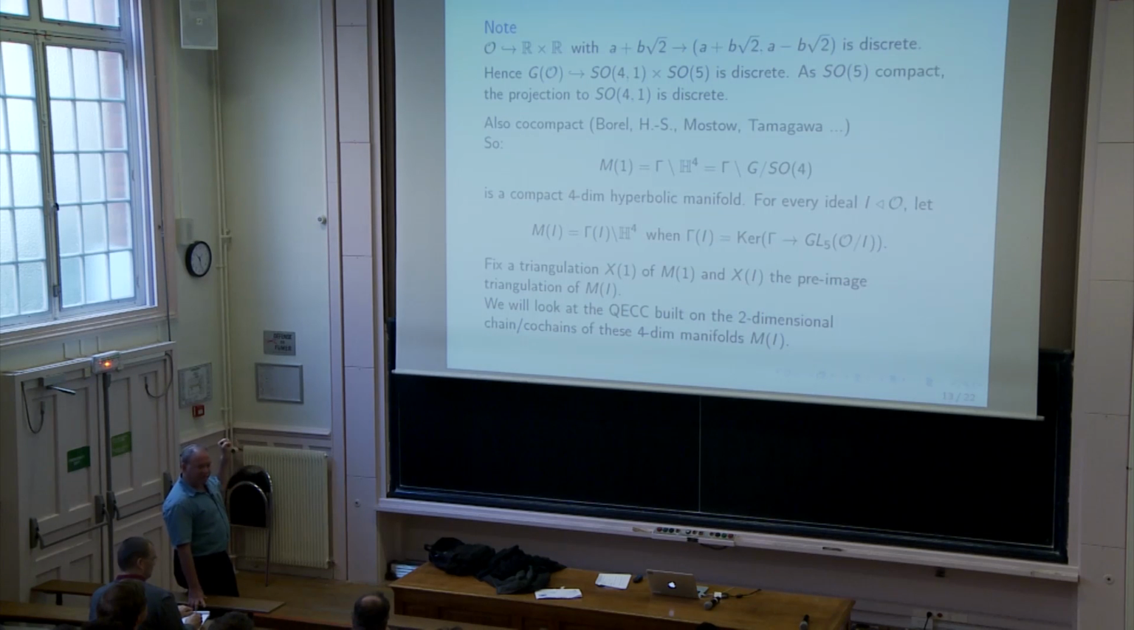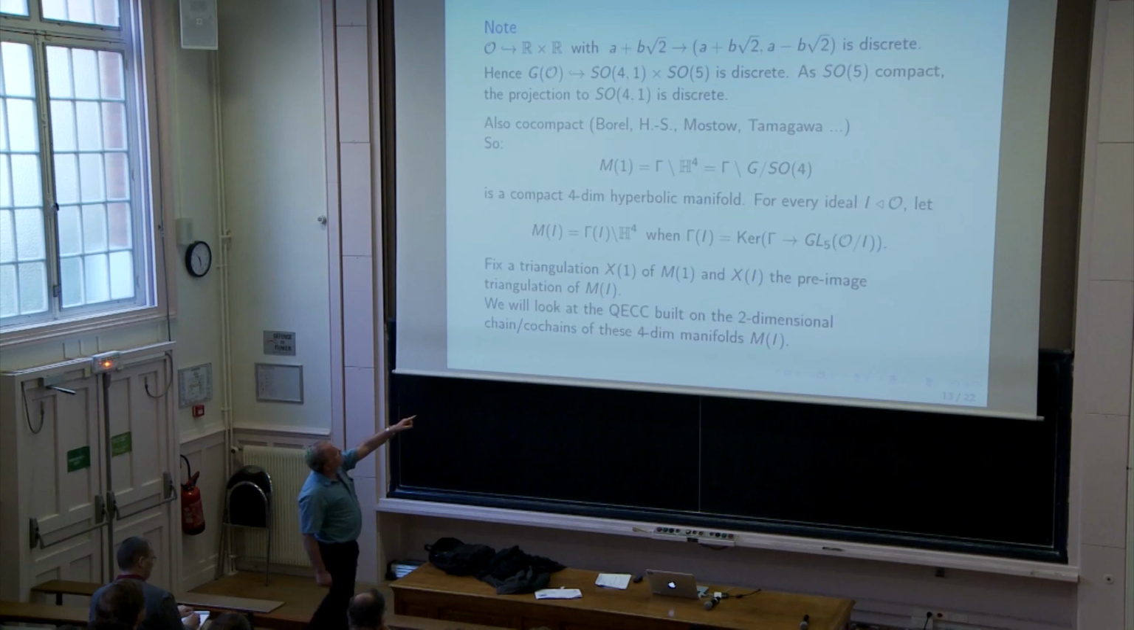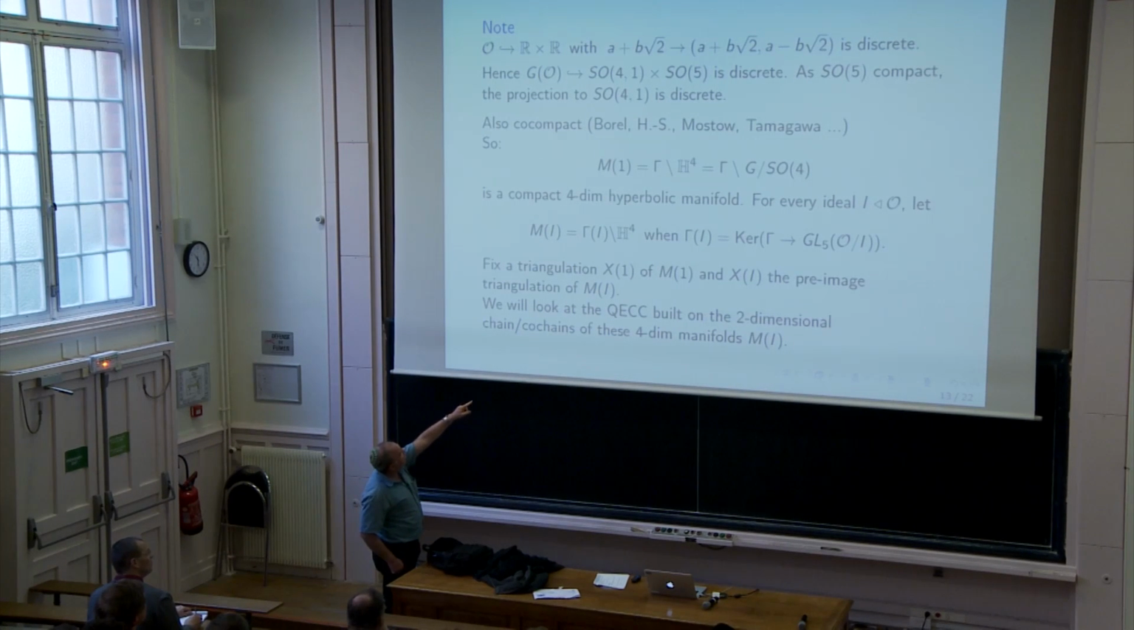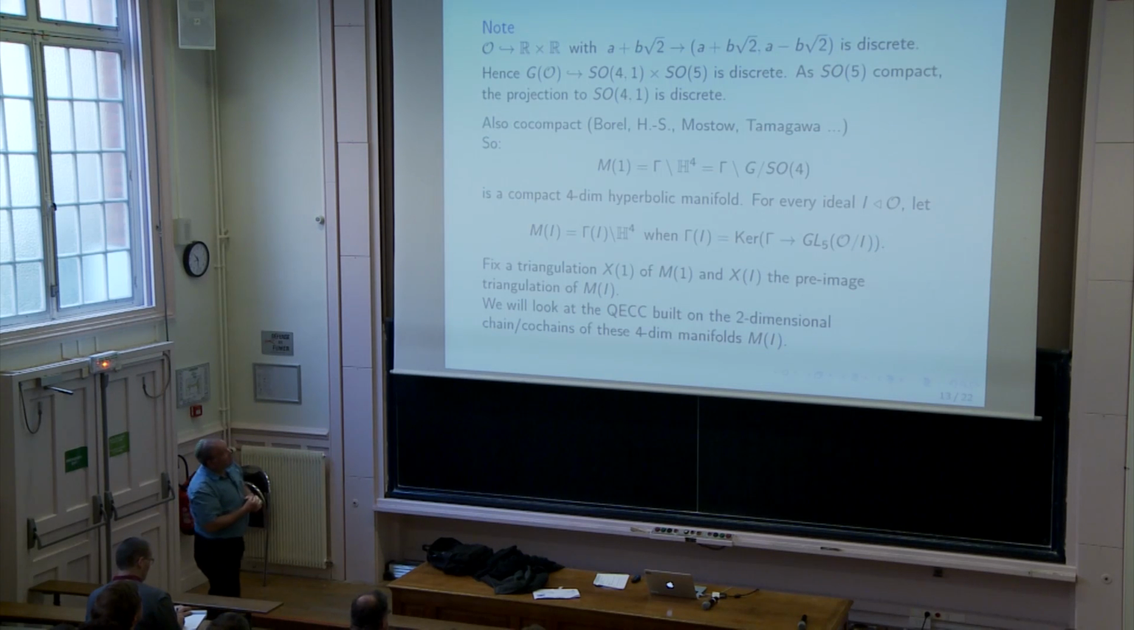Take finite-sheeted covers by the congruence subgroups, important. This arithmetic group has a negative solution to the congruence subgroup property. It has congruence and non-congruence subgroups, but I want to work with the congruence subgroups only. Each one of them we will denote M of I, the manifold for the ideal I, with X of I the triangulation. It's kind of important to keep the same triangulation and pull it up to the covers.